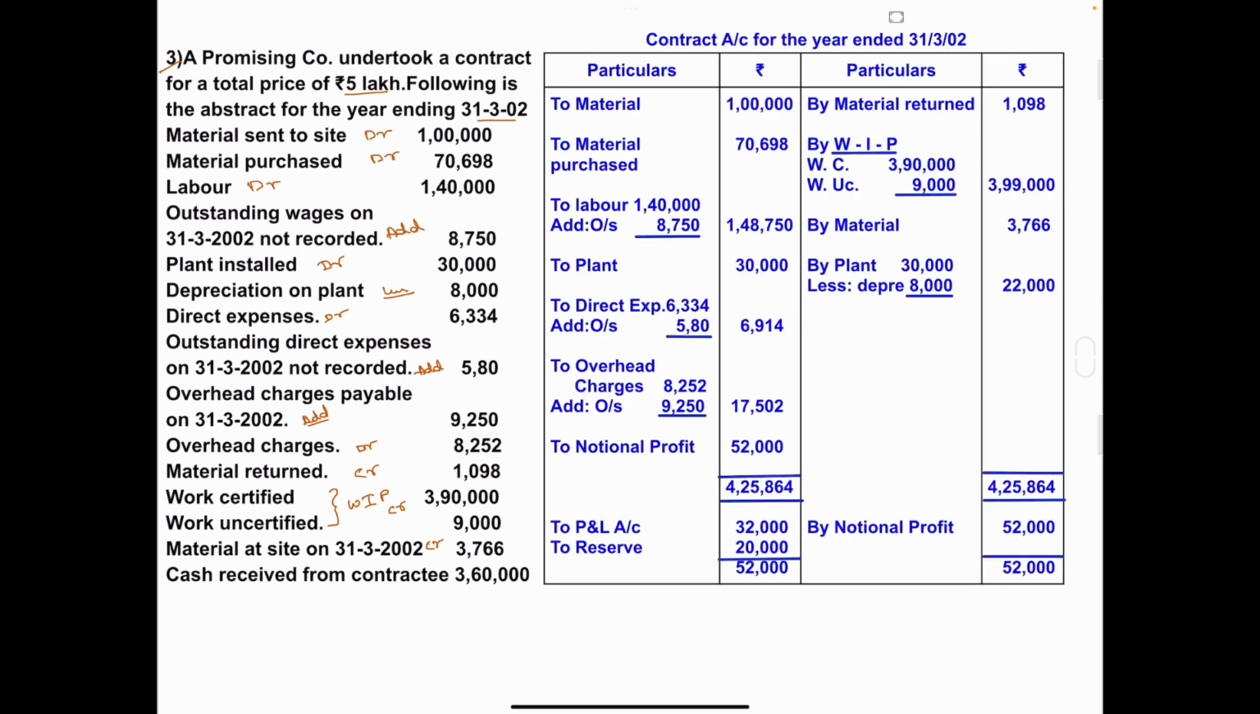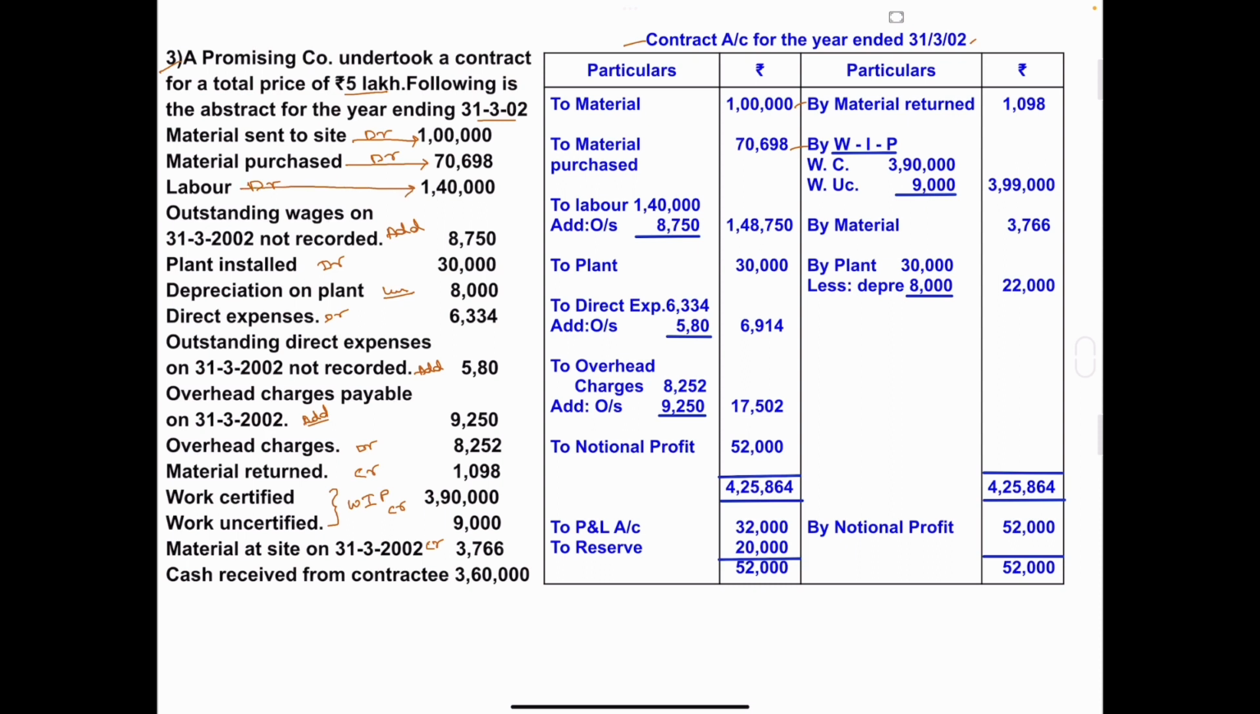Let's start the solution. Heading: Contract account for the year ended 31st March 2002. So first what we have to take? Material sent to site. To material 1 lakh. Then see the problem. Material purchased. It is to be debited. Write on the debit side, to material purchased 70,698.